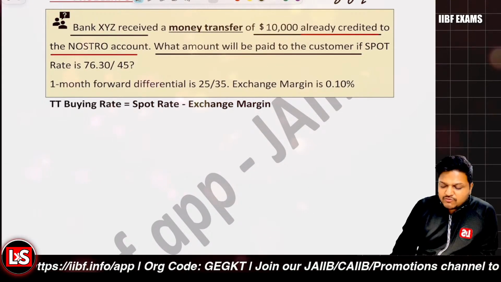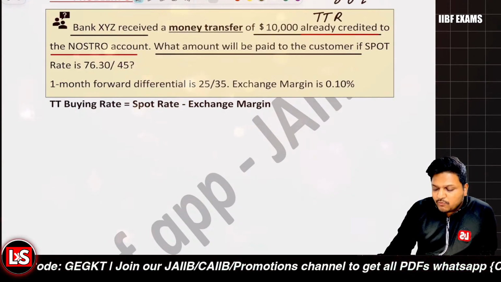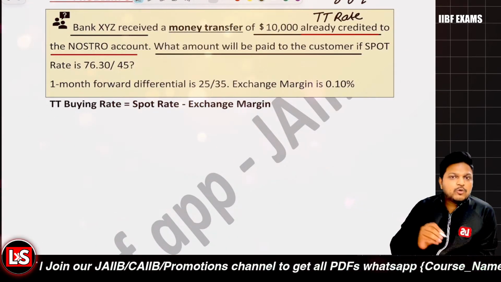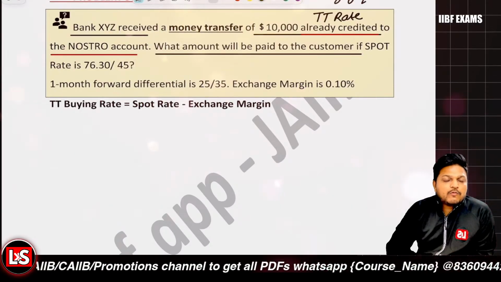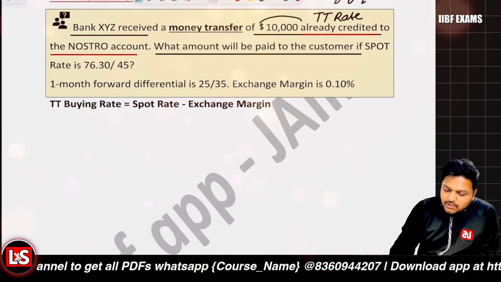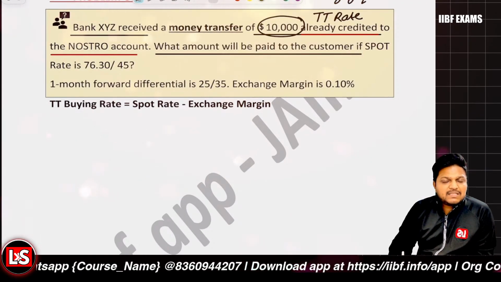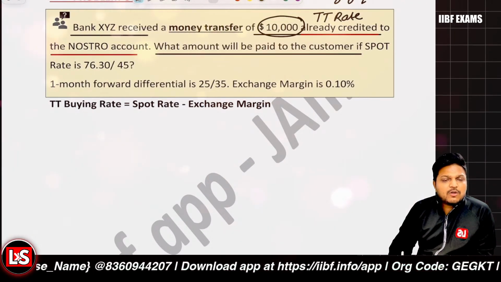Or TT rates would be applicable. Now from this point, it is evident that the TT rate would be applicable. We know that. Now, will it be the buying rate or selling rate? Now these 10,000 USDs belong to the customer, credited in the nostro account of the bank, but these are the 10,000 USDs which belong to the customer.